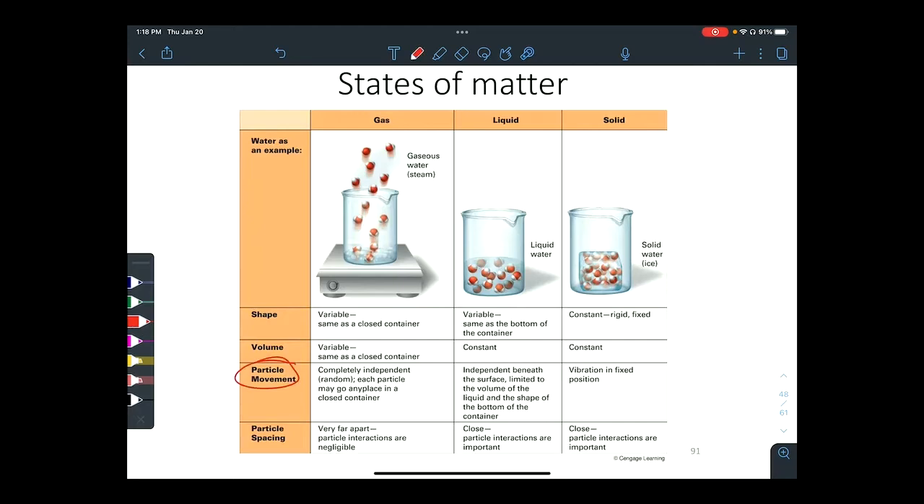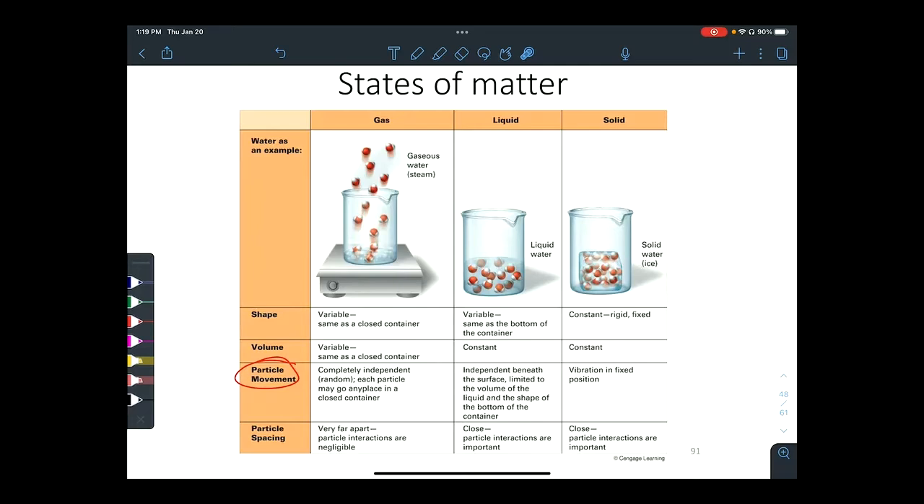I know gases typically are at a higher temperature. We need to boil water in order to get it to turn into steam. So we have to increase the temperature. So those particles in gases like steam are moving much, much faster than liquids or solids. So that's what it's kind of saying here, that the gas particles can go any place in a closed container, that there's a lot of energy within there. Liquids and solids, on the other hand, they don't move as much.